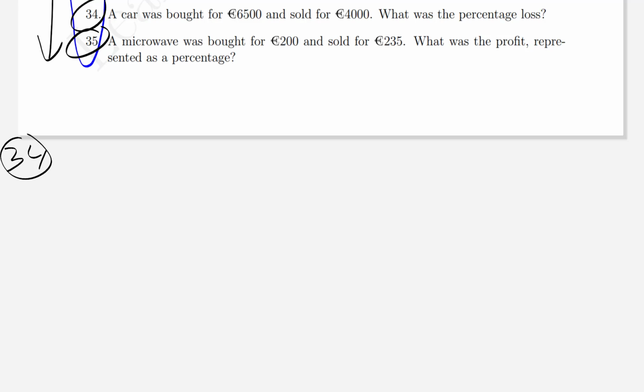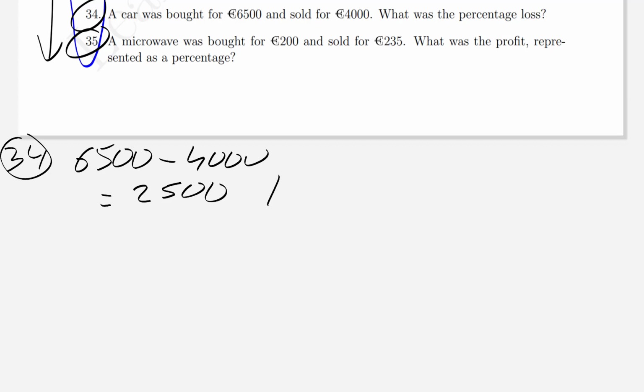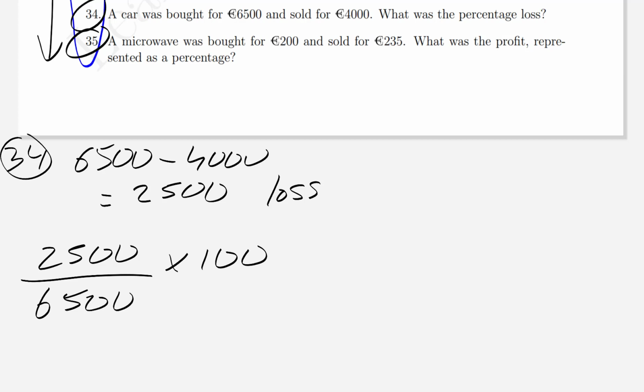Okay, so question 34. A car was bought for 6,500 and sold for 4,000. What was the percentage loss? Well, it's just like a percentage decrease. So the decrease, 6,500 to 4,000, that is a 2,500 euro decrease. That's a 2,500 euro loss. So we put the loss, the decrease, 2,500 over the original amount, over the 6,500, and multiply by 100 to get the percentage loss. So to the nearest percentage, that's about 38.46, so a 38% loss for question 34.